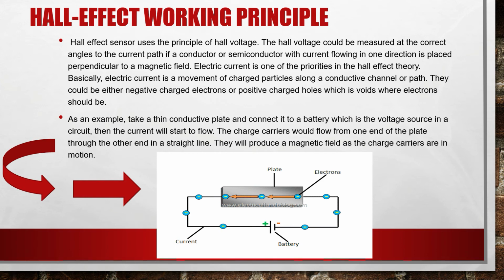So, dalam current tu dia ada negative charge dengan positive charge holes. Okay, sebagai contoh, mengikut gambar rajah di bawah ni, conductive plate ni disambung dengan bateri, iaitu sumber voltage dalam circuit tu. So bila dia dah disambung, charge carrier yang tadi tu dia akan start untuk flow dalam conductive plate tu dengan one flow dari hujung plate tu ke hujung plate yang lain.